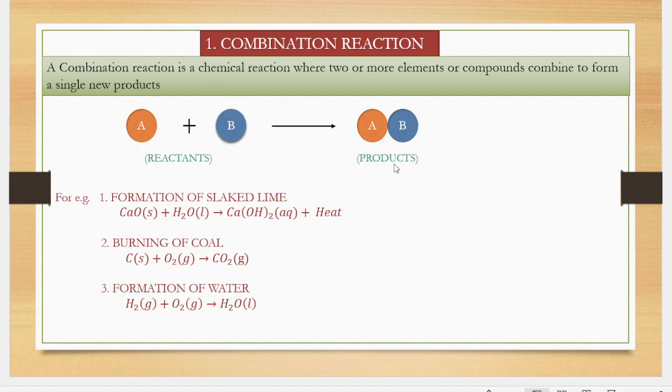that is your combination reaction. For example, you can see formation of slaked lime. In here, calcium oxide reacts with water. These are the two reactants. They combine together and form calcium hydroxide. Now, how is the slaked lime produced? How is the slaked lime formed?